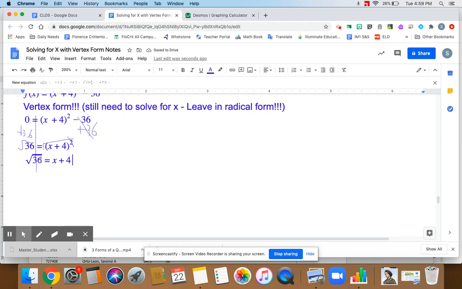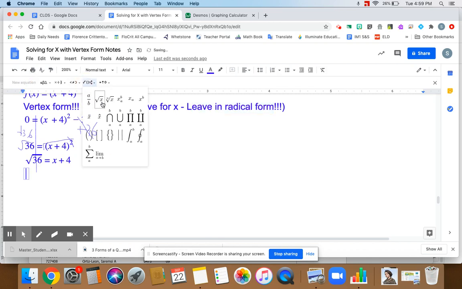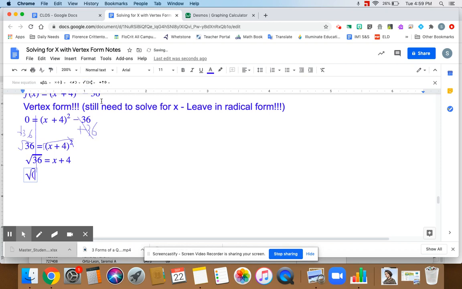So now, normally I'd put this in a calculator and get the decimal. However, it says leave it in radical form. So I have to simplify it the long way. So 36, when I divide it by 2, I get 18. Then I'm going to break down 18 by dividing it by 2, and then I get 9. Then I'm going to try to divide 9 by 2, but I get a decimal. So I try 3, and I find out that it's 3.